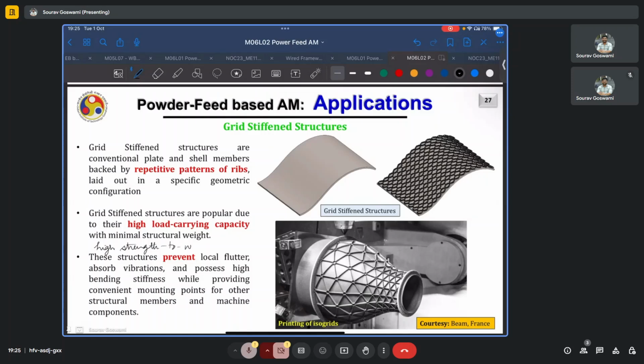strength to weight ratio. This is a term that is thrown around a lot. Typically, titanium is a material with very high strength to weight ratio. Now, these structures prevent local flutter, they absorb vibrations, and they possess high bending stiffness while providing convenient mounting points for other structural members and machine components.